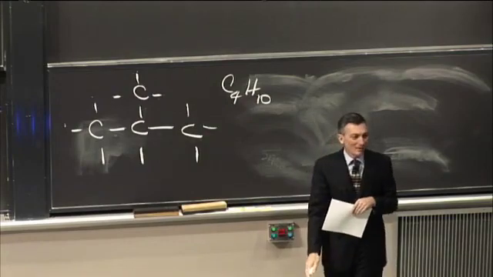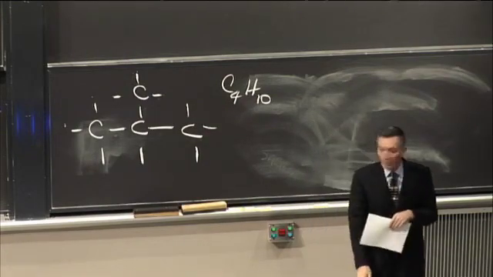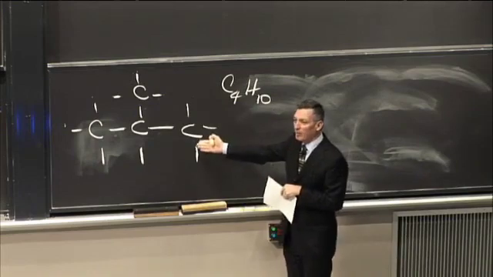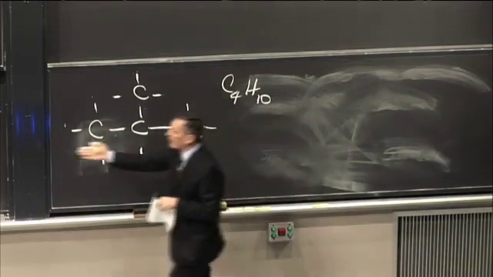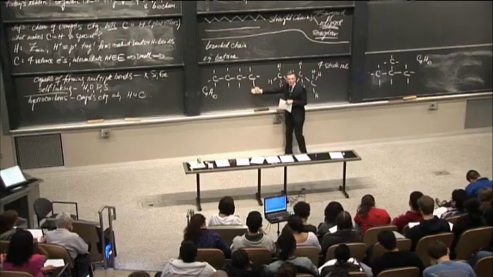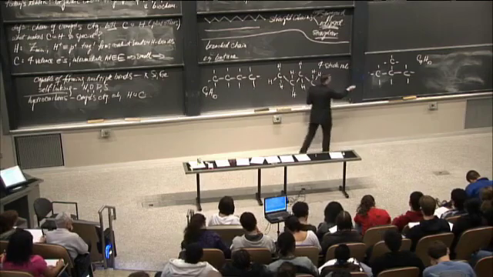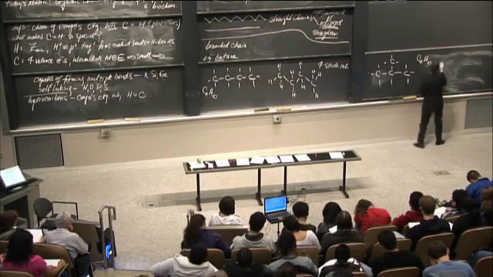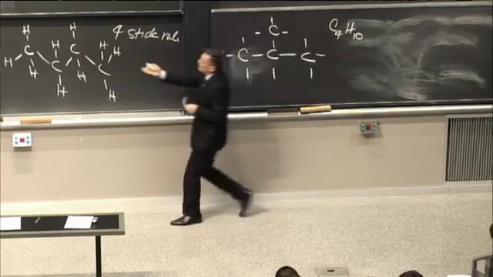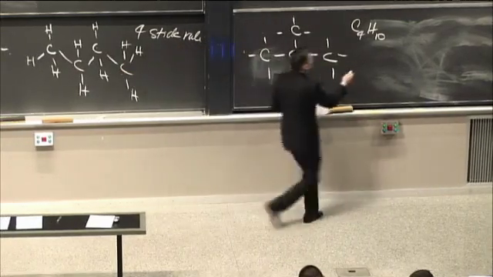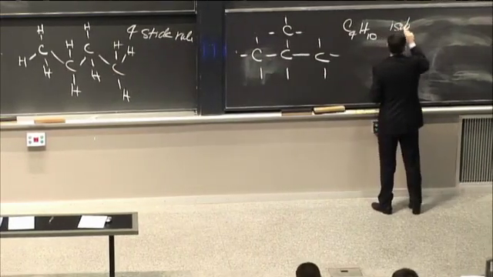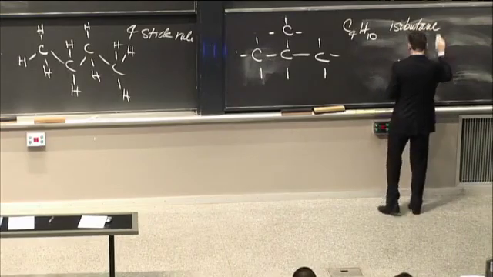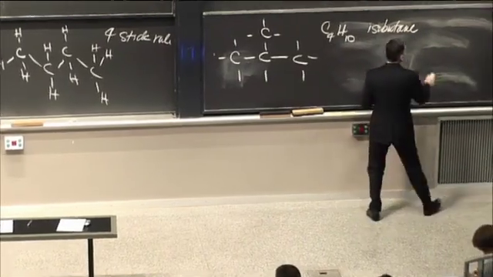You can see with what you've already learned in 3091, this has a different dipole moment, doesn't it? It's going to have a different polarizability. But it's a C4H10. So this is called butane, all right? And this one over here historically was called isobutane, because it was an isomer.